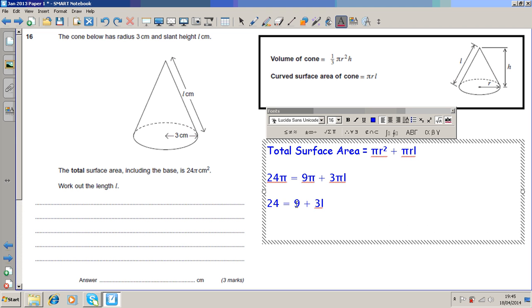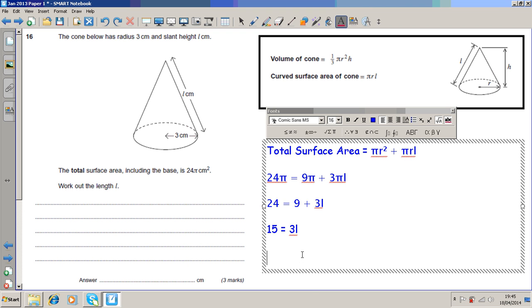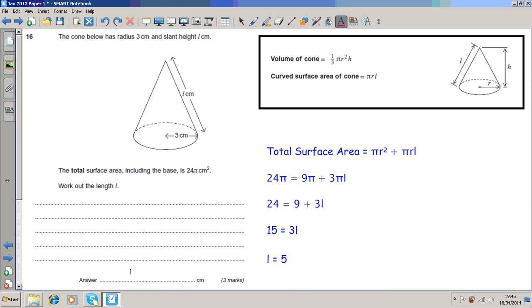Now we've got a bit of algebra to solve. If we take 9 off of here, we can take 9 off of there. So 15 is equal to 3 lots of L. And then finally, if I divide by 3, I'm going to get L is equal to 5. So there's your answer.